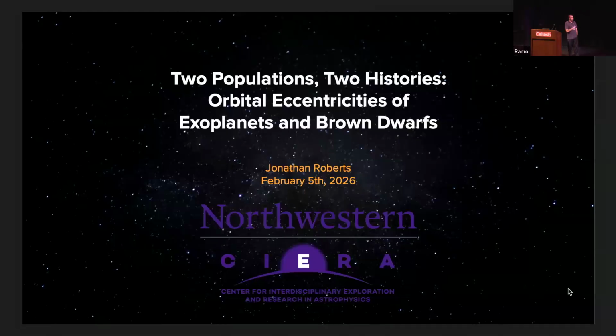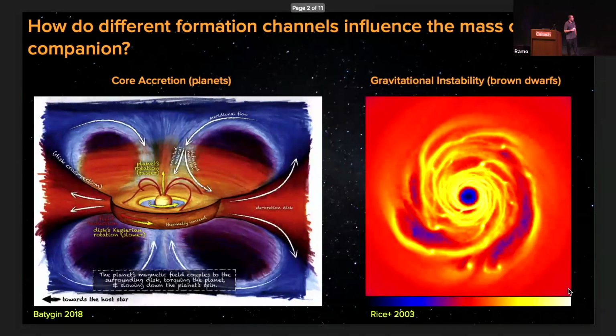I'll be talking about exoplanets, brown dwarfs, and their eccentricities, and can they tell us anything about how they form? So I'll talk about core accretion and then gravitational instability first, because that's part of their formation. For core accretion, we have a host star and a protoplanetary disk, and inside this disk you have dust and gas. The dust coagulates, and then the gas accretes onto that dust.